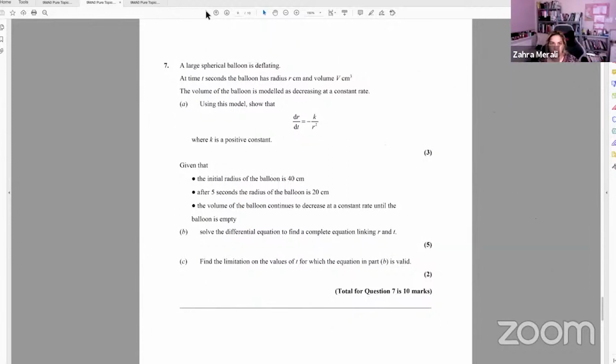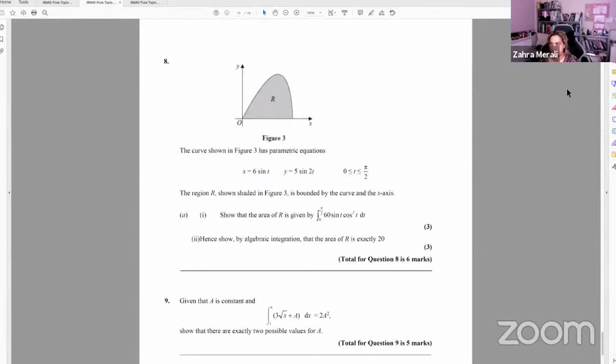Okay, next one. Question 8. So we've got parametric equations. So we're going to treat this like a substitution question. Remember, the area under the graph is the integral of y dx between your x limits. So if I call those x2 and x1, in this case x1 is 0. x2, we need to work out what that is.